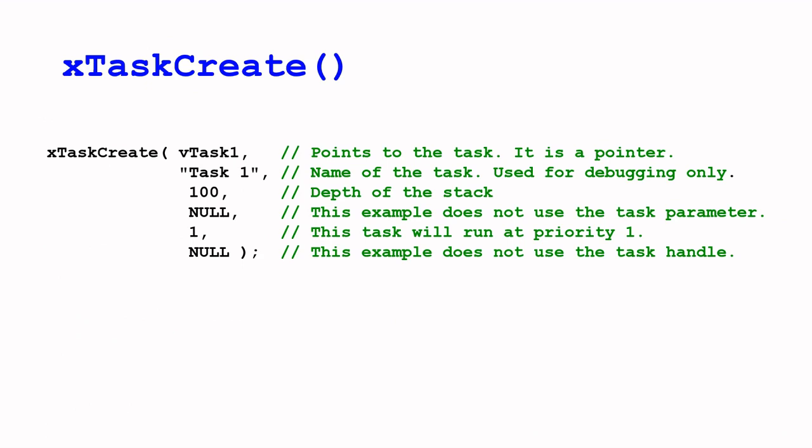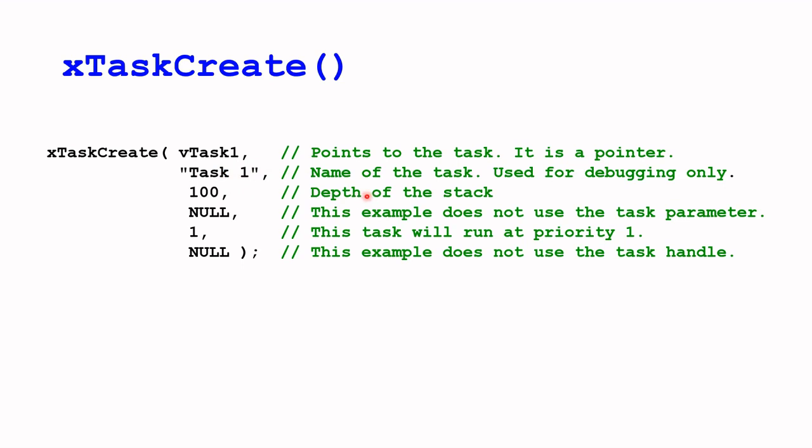Now let's take a closer look at the xTaskCreate function as mentioned earlier. In the xTaskCreate function, we have the first parameter, vTask1. Now this basically is a pointer, right? It points to the task. The next parameter is the name of the task and is used for debugging. I called it task1, but you don't have to call it task1. You can call it anything else, but it has to be in double quotes.